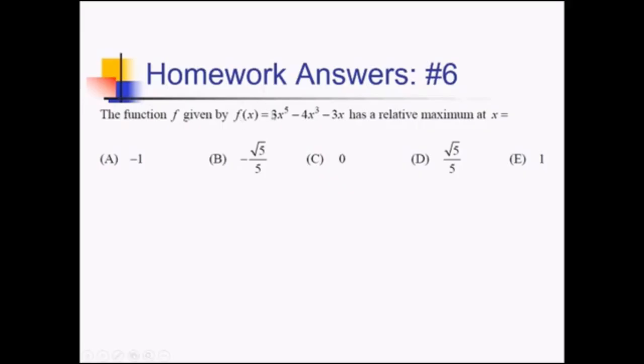Let's go ahead and find f prime. That's going to be 15x to the fourth minus 12x squared minus 3. And we need to know where this thing equals 0. So let's see here. I can take out a 3 to start this off. That would leave me with 5x to the fourth minus 4x squared minus 1. And the factoring on this is a little bit spicy, but we can do it.